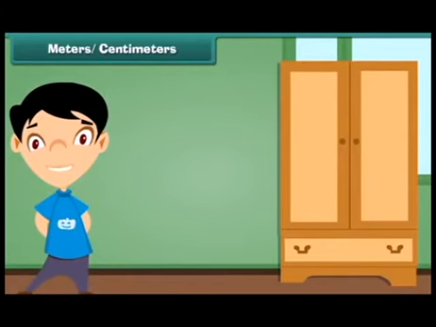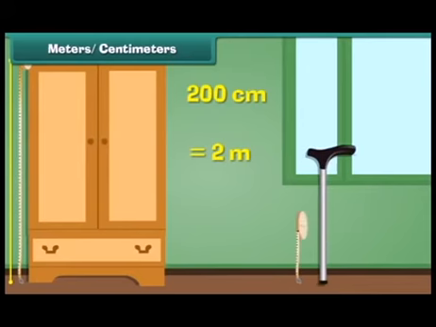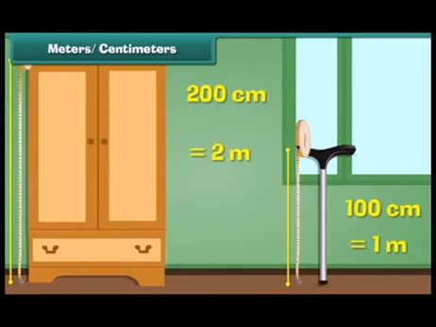We can measure the height of the almirah by using measuring tape. The height of the almirah is 200 centimeters. Therefore, we can say that the height of the almirah is 2 meters. Similarly, the length of walking stick is 100 centimeters, or we can say 1 meter.